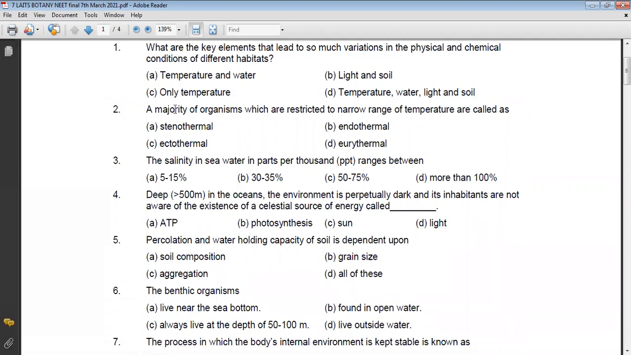Next question is, a majority of the organisms are restricted to a narrow range of temperature. When it is a narrow range of temperature, those organisms are called stenothermal. When they have a wide range of temperature, then it is eurythermal.